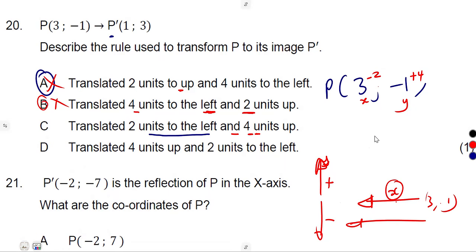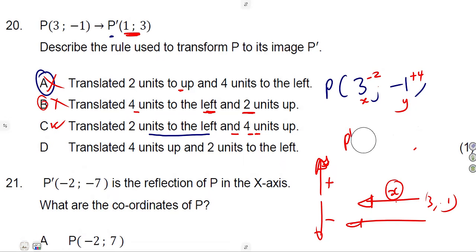You consider that condition and see if it's going to give you the answer. So 3 minus 2, it's what? It's 1. Minus 1 plus 4, that is what? That is 3. Is it the image P that is given there? Exactly the one. So this is the best answer, C.